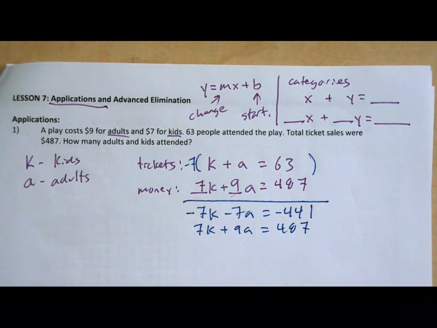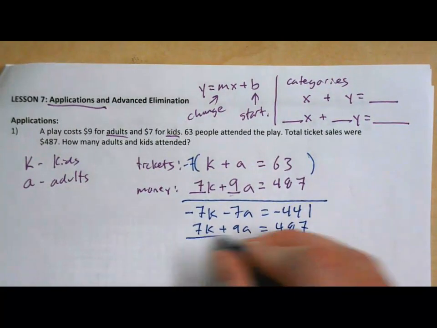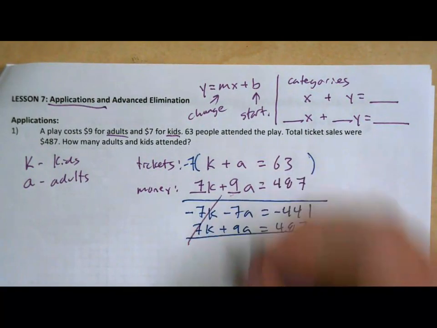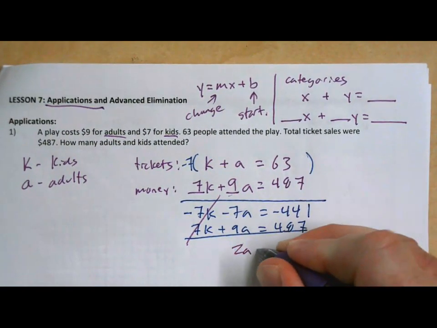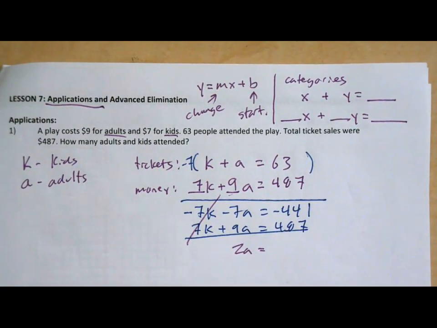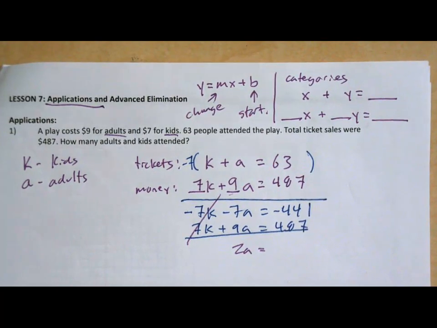And then we add them up. K's are going to go away. Woo! How many A's we got left? 2 A's. And then someone help me out with -441 plus 487. 46?